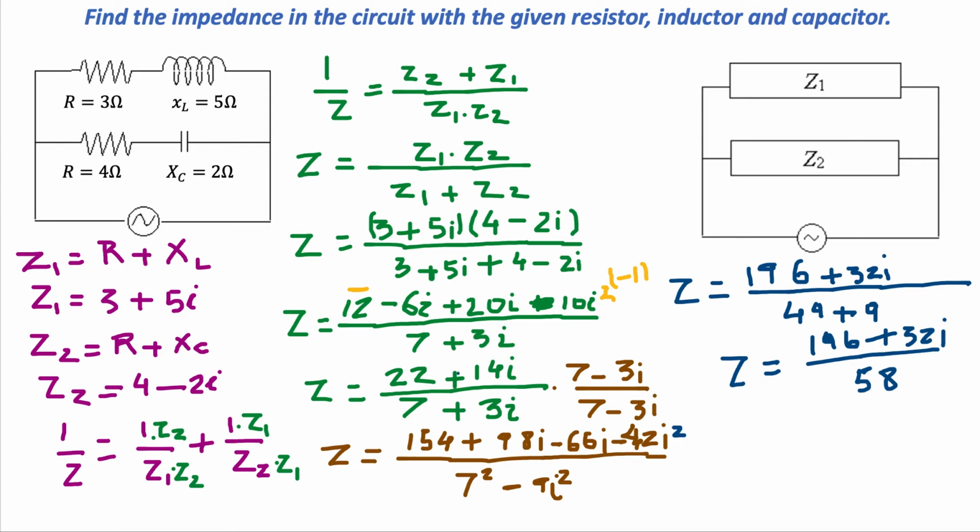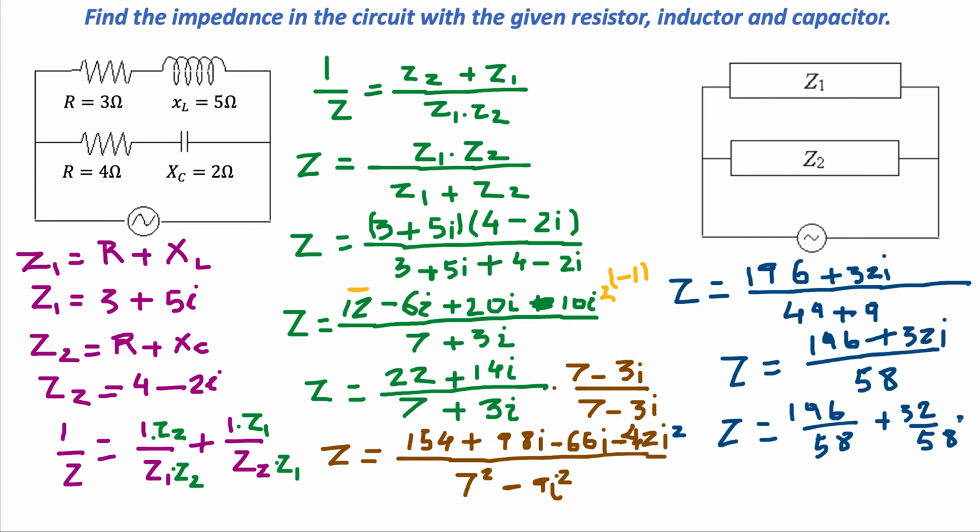Let me just make sure, is everything here correct? Yes, yes, everything seems correct. And now z we can write as equal to 196 divided by 58, 196 by 58. And the other part is going to be plus 32 divided by 58, 32 divided by 58. But this is i.